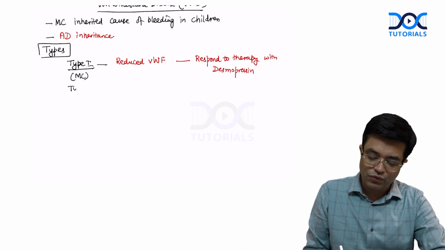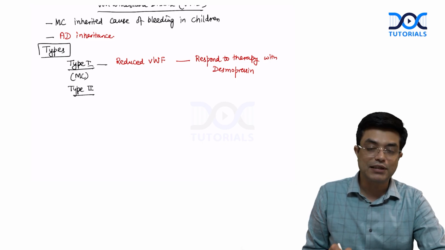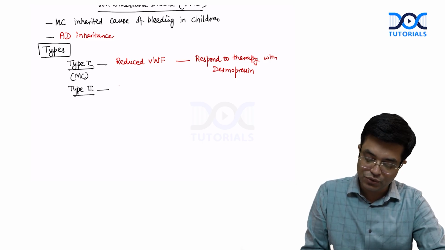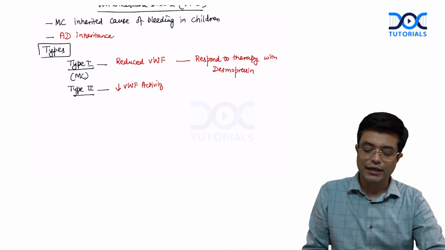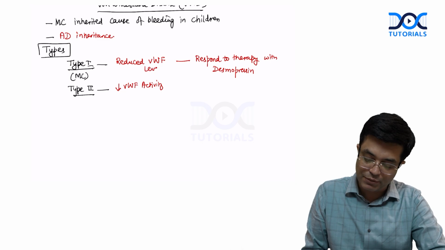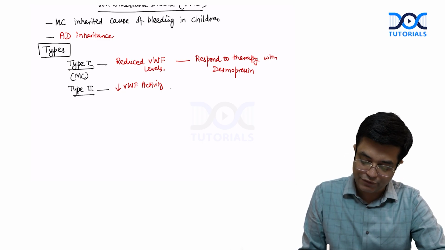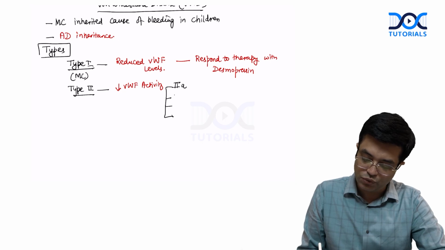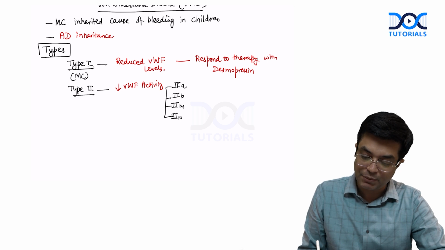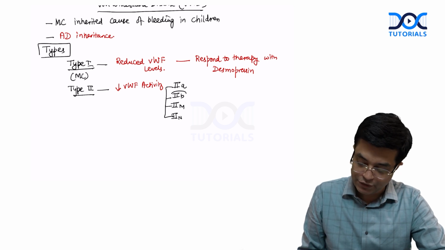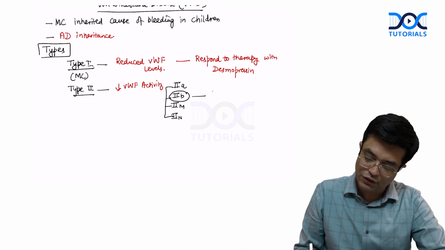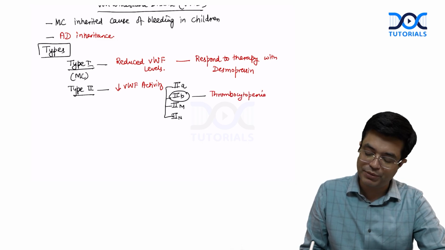Then we have type 2 von Willebrand disease. Type 2 has multiple subtypes. All of them have reduced activity of von Willebrand factor, even if the levels are not less. In type 1, the levels of von Willebrand factor were low. Here the activity is low. It is of further 4 types. You have type 2A, 2B, 2M and 2N. Among them, it is the type 2B which is associated with thrombocytopenia. So these patients have an additional problem of thrombocytopenia.